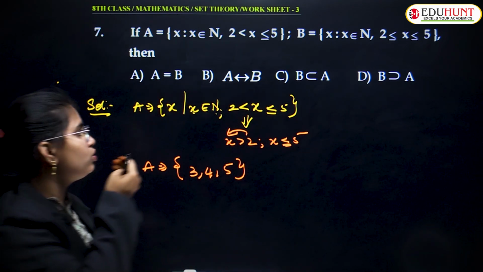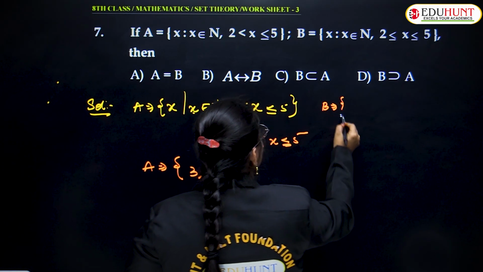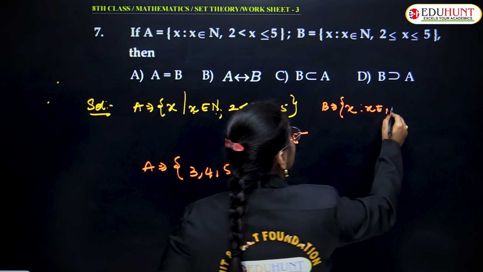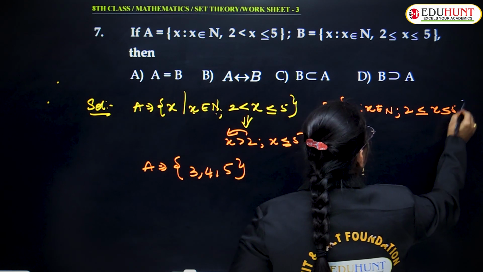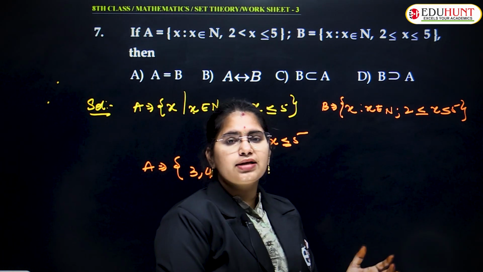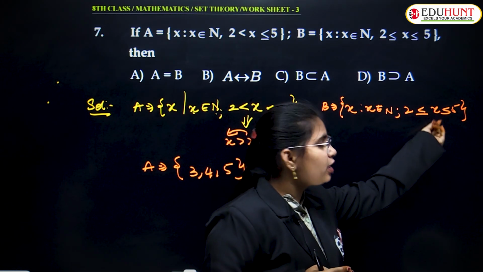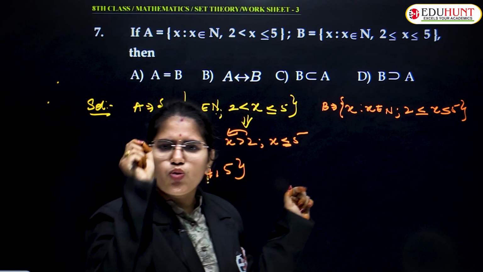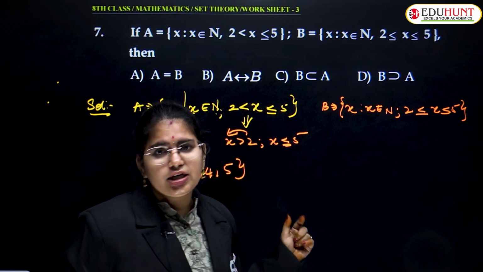Next, coming back to set B. How have they expressed set B? x such that x belongs to N, 2 less than or equal to x less than or equal to 5. So even in set B, you have to take such type of natural numbers where 2 is less than or equal to x, x is less than or equal to 5. So there is a small variation among the two given sets. You should observe it keenly.